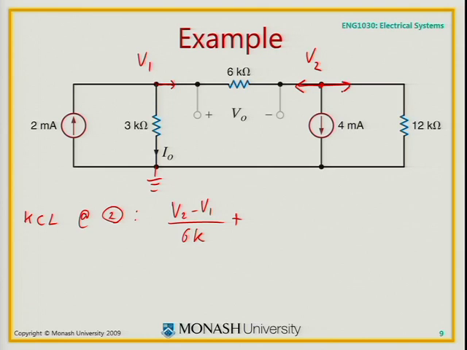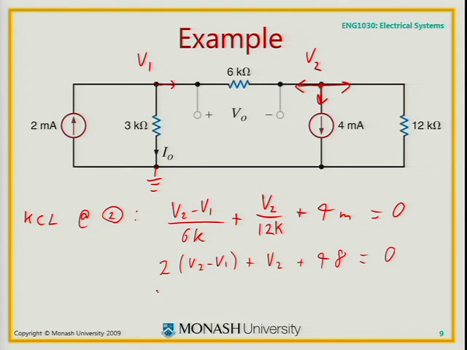Plus, what's that current there? V2 on 12 plus this one there, which is just plus 4 milliamps equals 0. So that was 12K. Multiply through by 12K everywhere, I get 2 times V2 minus V1 plus V2 plus 48 equals 0. Therefore, I get minus 2V1 plus 3V2 equals minus 48.